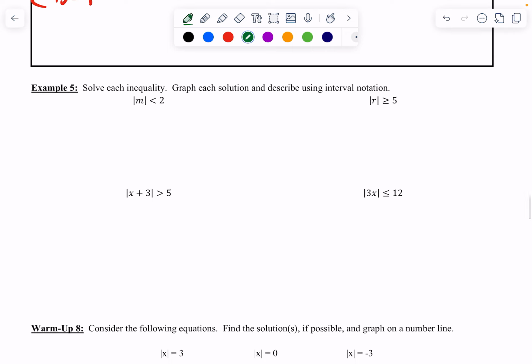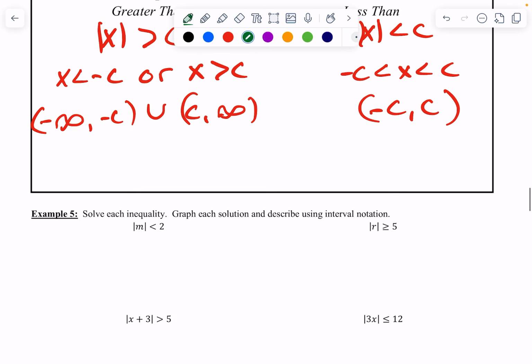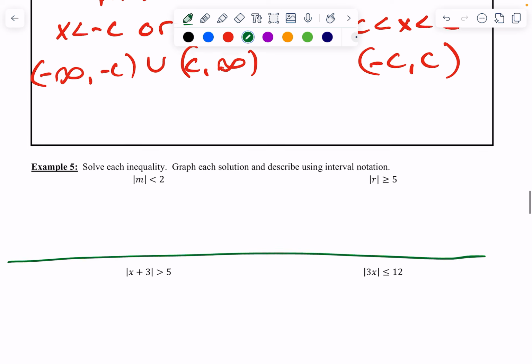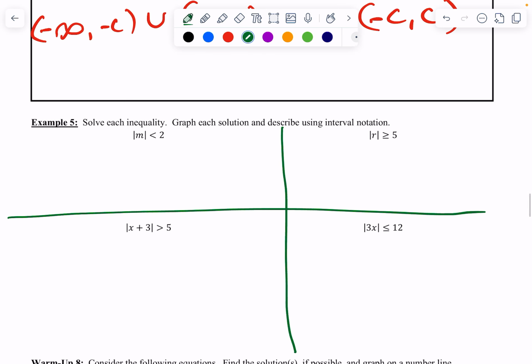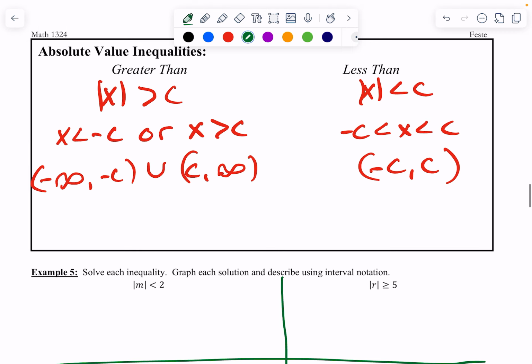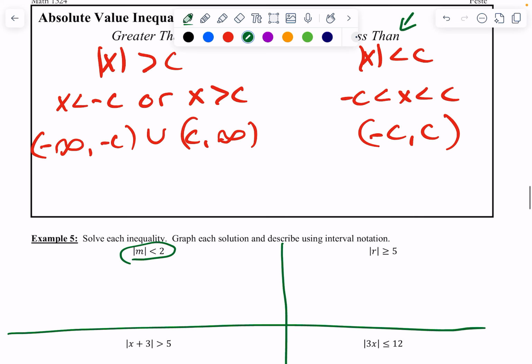Okay, so let's look at m. Absolute value of m is less than 2. Okay, we have a less than, so we're looking at this right here. That means that -2 is less than x is less than 2.